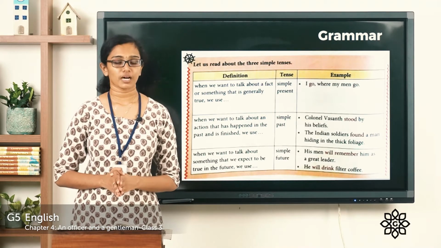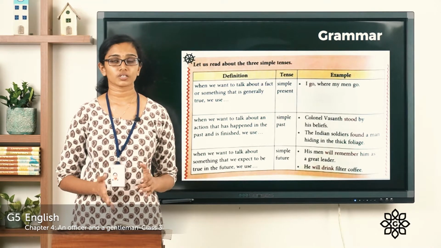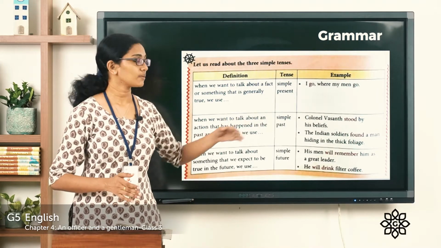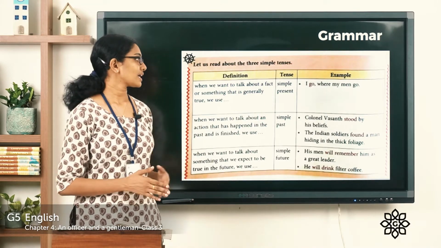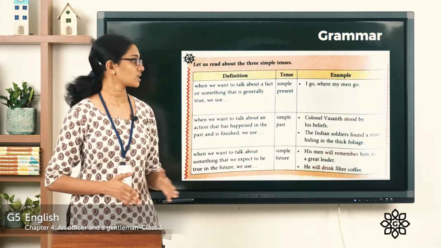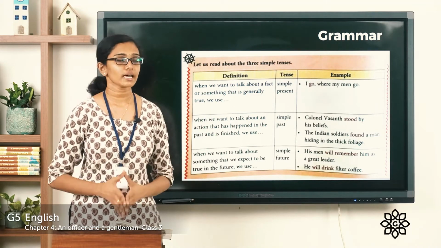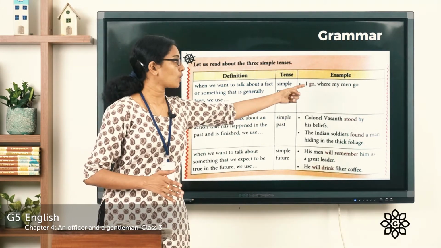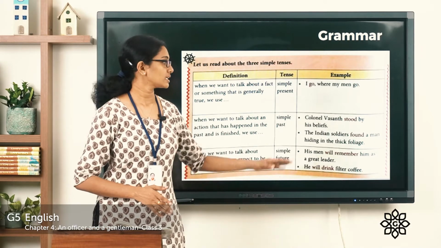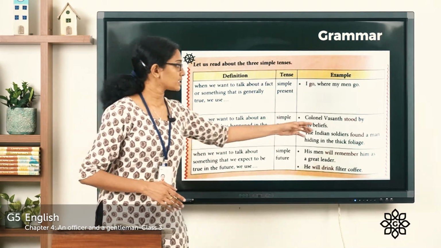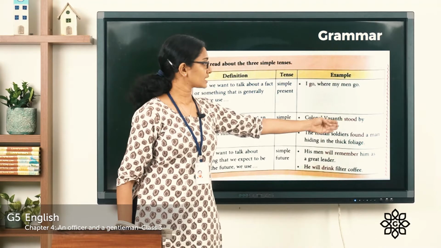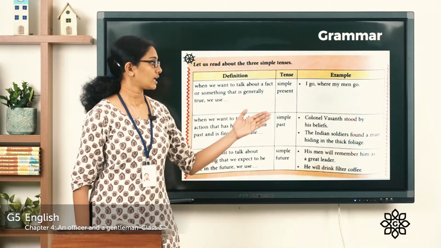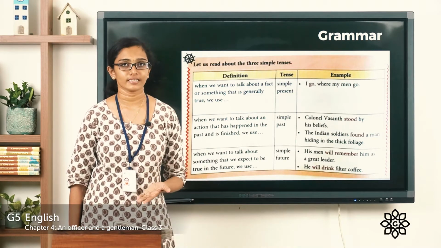And what about simple past? Simple past is used to refer to an action that is already finished, that happened in the past. And here are a couple of sentences that show an example. Colonel Vasant stood by his beliefs. The Indian soldiers found a man hiding in the thick foliage. See, in the first sentence, the verb go. The verb is in present tense. And in the second set of sentences, see the verbs stood and found. These verbs are in their past tense form. Stood is the past tense of stand and found is the past tense of find.